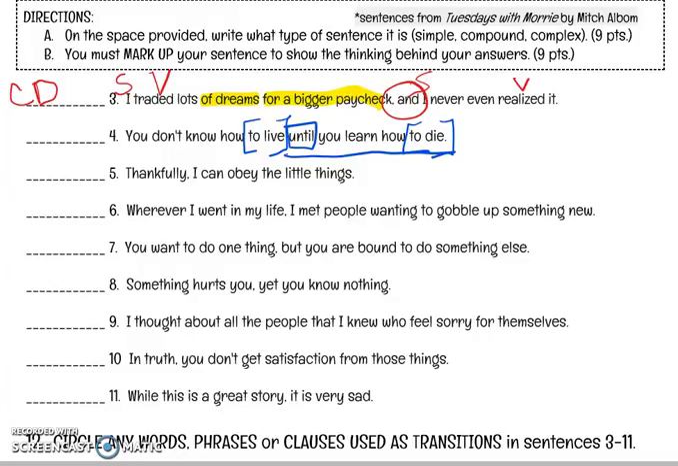So within there, if that's a dependent clause, I should see a subject and a verb. You. What do? You learn. And on the other side, you what? You know. So this is a complex sentence because it has a dependent clause plus an independent clause.